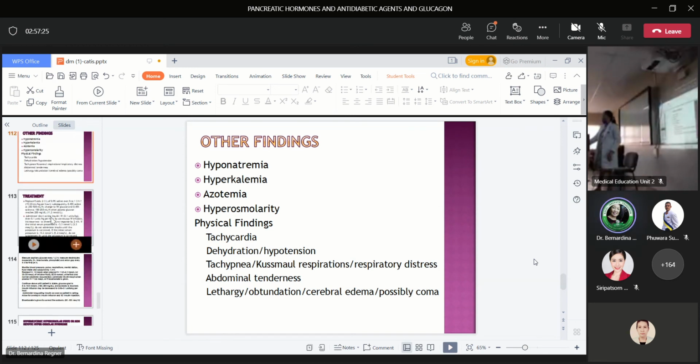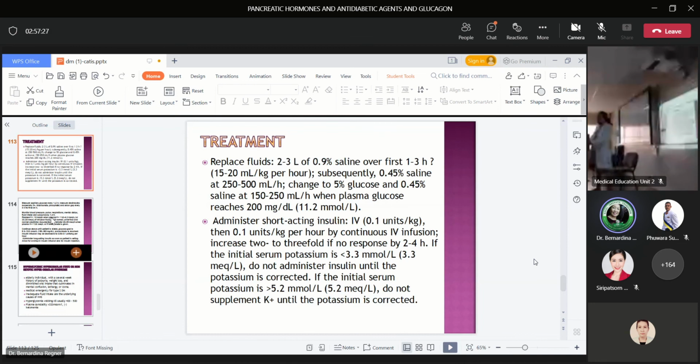Treatment. Replace fluids. 2 to 3 liters of 0.9% saline over the first 1 to 3 hours. Then 0.45% saline at 250 to 500 ml per hour, and then change to 5% glucose and 0.45% saline at 150 to 250 ml per hour when your plasma glucose reaches 200 milligrams per deciliter. Then administer short-acting insulin. You have the dose here.